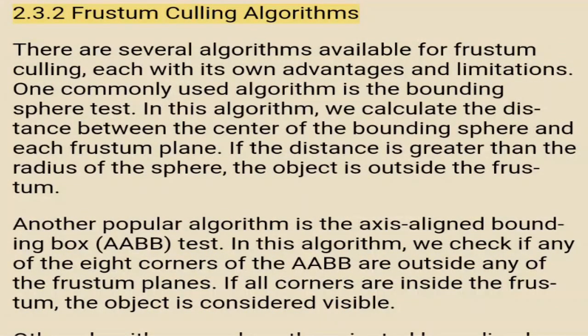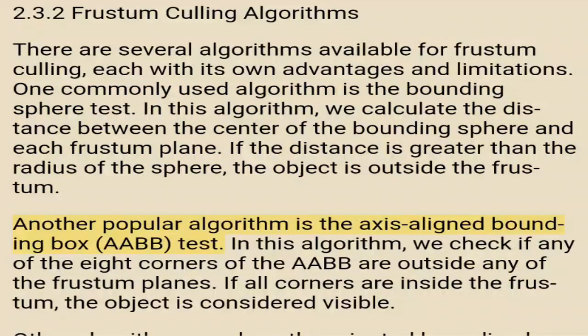2.3.2 Frustum culling algorithms. There are several algorithms available for frustum culling, each with its own advantages and limitations. One commonly used algorithm is the bounding sphere test. In this algorithm, we calculate the distance between the center of the bounding sphere and each frustum plane. If the distance is greater than the radius of the sphere, the object is outside the frustum.